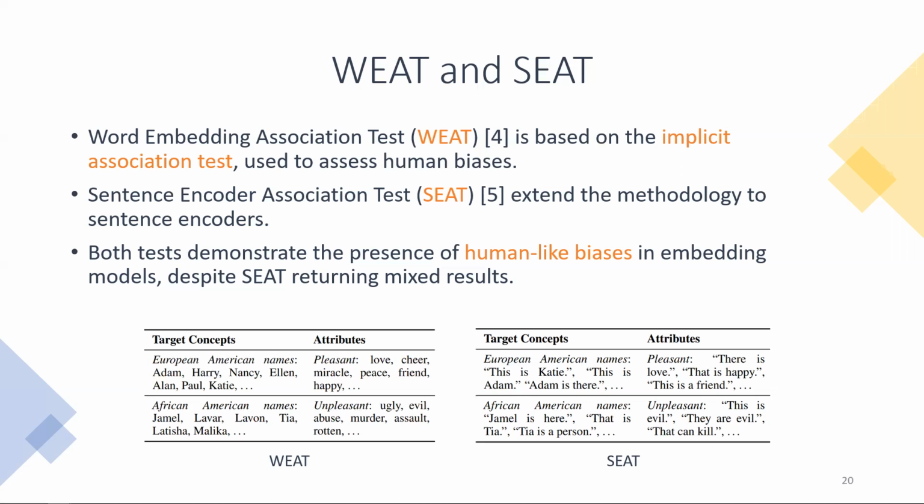The same can be done with sentence embeddings, just by extending this test and substituting single words with actual sentences. But we need, in this case, to be careful to not have any sort of context. Otherwise, the context of the sentence can have an impact on the whole representation. And of course, again, both tests demonstrate the presence of human-like biases, especially concerning gender and ethnicity.